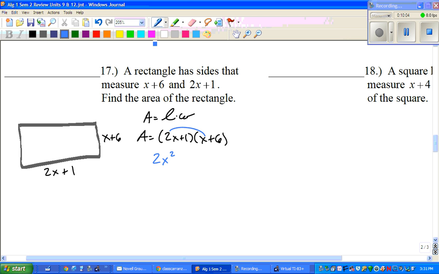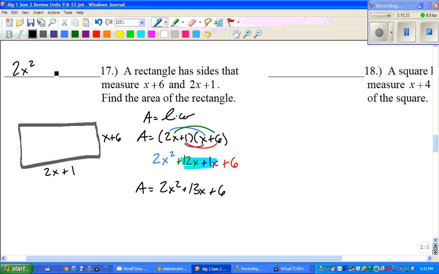So we got 2x squared plus 12x plus 1x plus 6. Let's combine your like terms. And we get 2x squared. This is area equals 2x squared plus 13x plus 6. Okay? So that is our area. However, the one thing they didn't tell us was what the units were. But we know that whatever the units are, they're going to be squared.